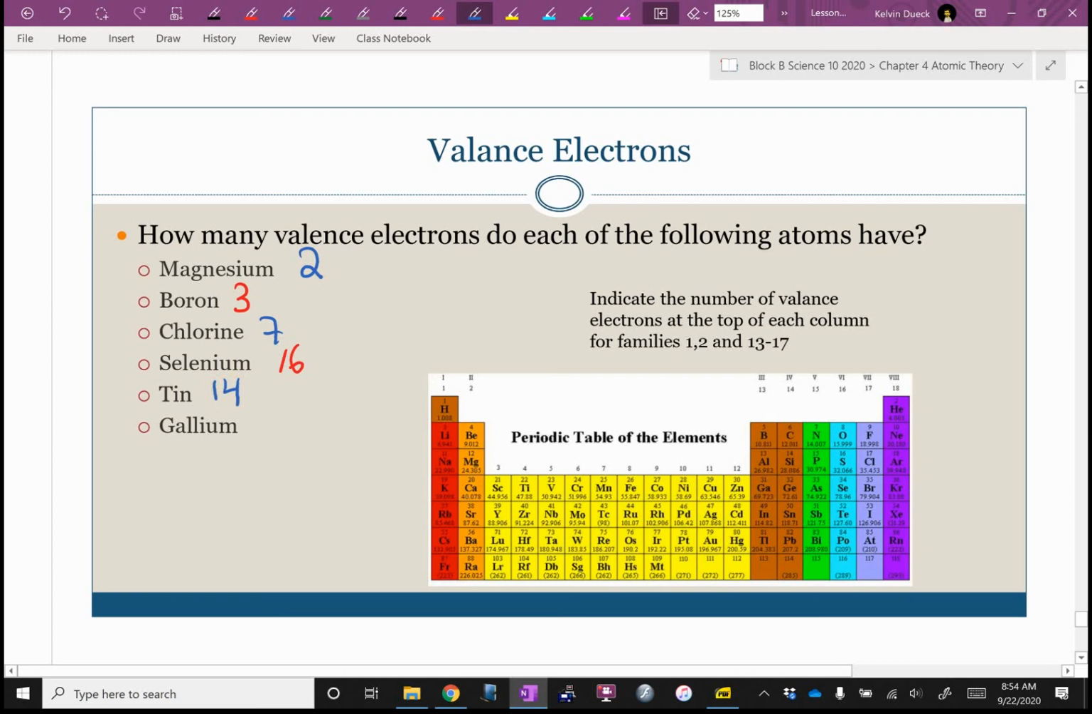And I stuck this on here just for Oren. The last one is gallium. Oren, what element number is gallium? You told me this was your element. Yeah. It's 31. How many valence electrons does gallium have? Count over from the left. 13? That's what I got as well.